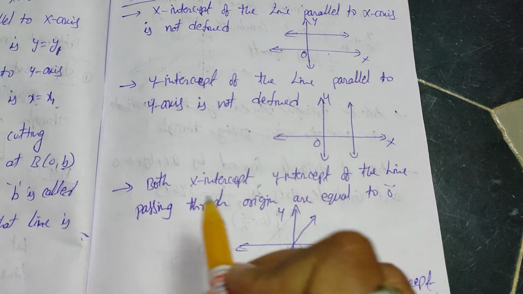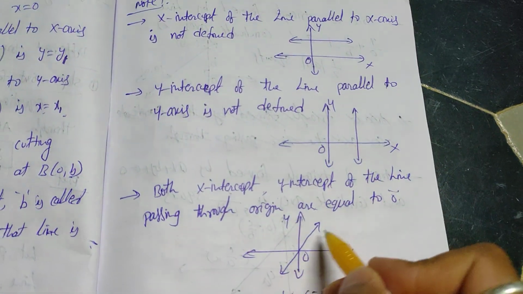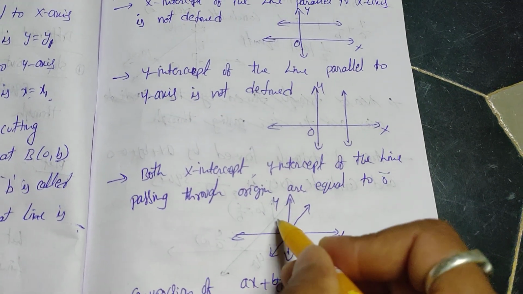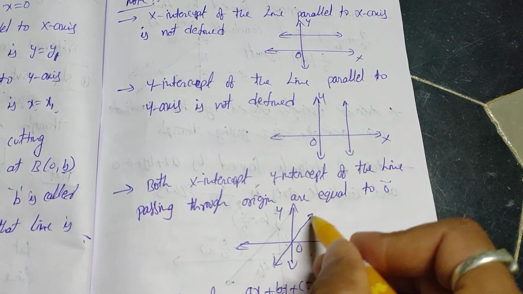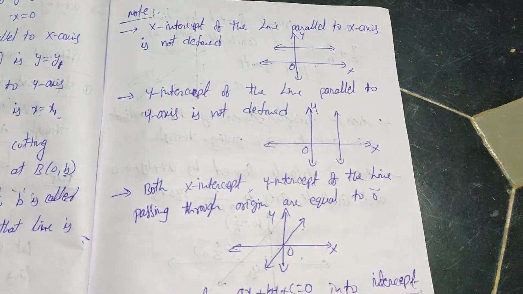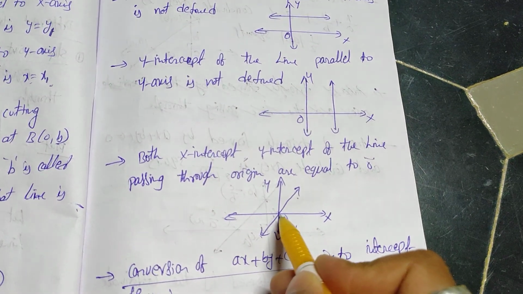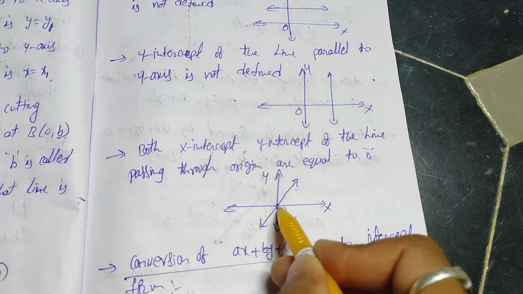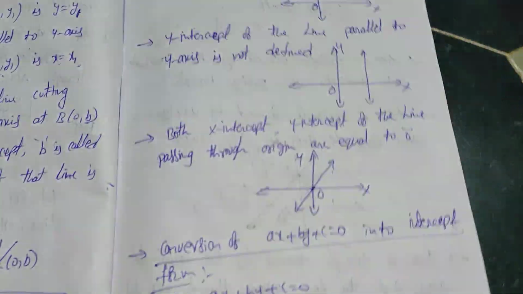Next one. Both the x-intercept and y-intercept of a line passing through the origin are equal to 0. Suppose any line in this form or in this form, passing through the second and fourth quadrants, or the first and third quadrants. Since the line passes through the origin, both intercepts are 0, because the distance from the origin to where it intersects the x-axis is nothing but the origin itself, so the distance is 0. Similarly, the y-intercept is also 0.